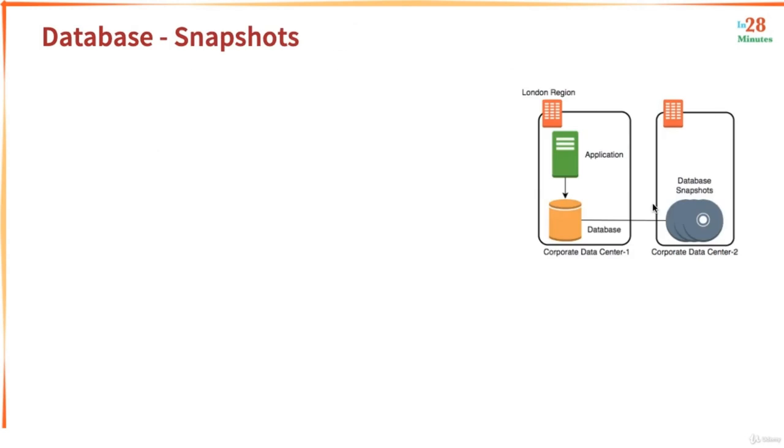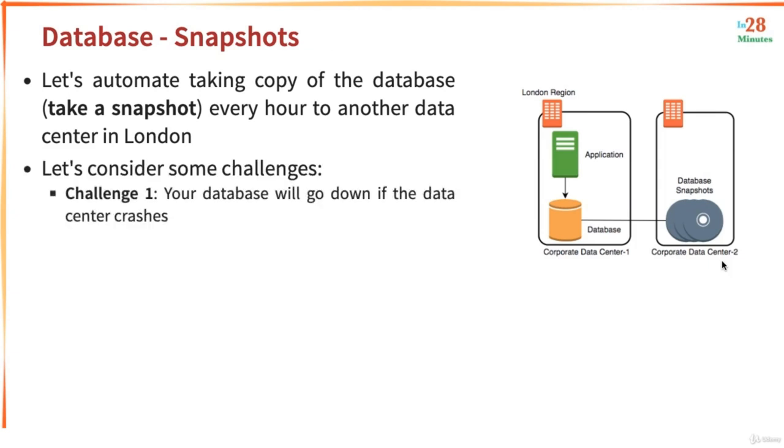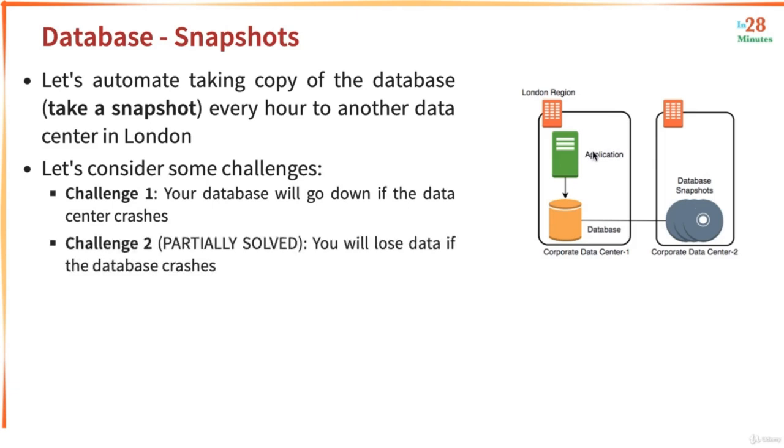What we can do is to add database snapshots. So what I'm doing is I would automate taking a copy of the database, and every hour I would keep a snapshot available in a corporate data center, in another corporate data center. What would happen now? Let's consider the challenges again. Challenge 1, your database will go down if the data center crashes. That challenge remains. Challenge 2 is partially solved.